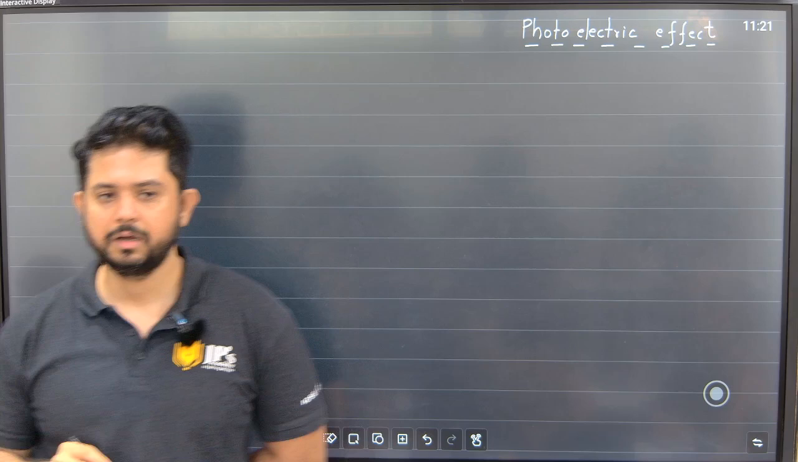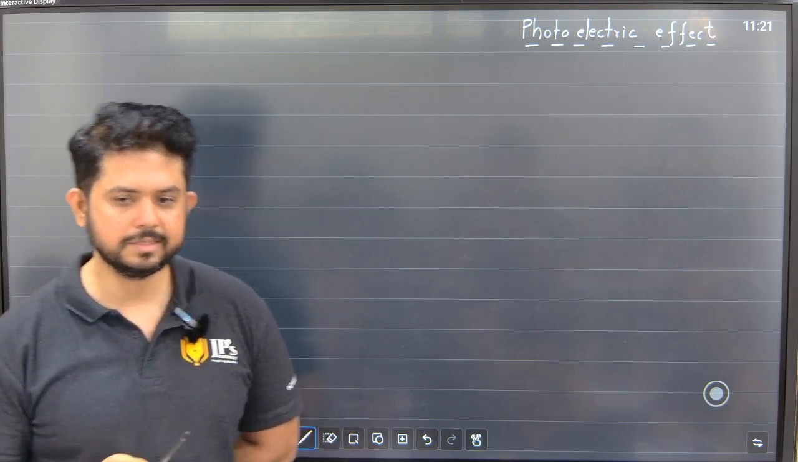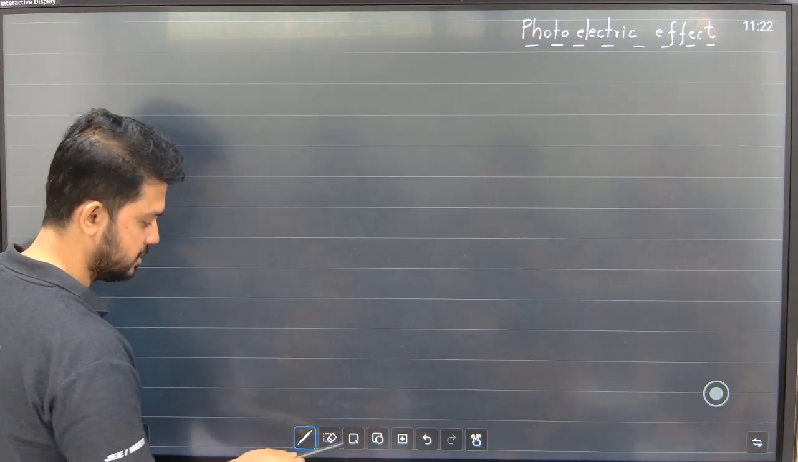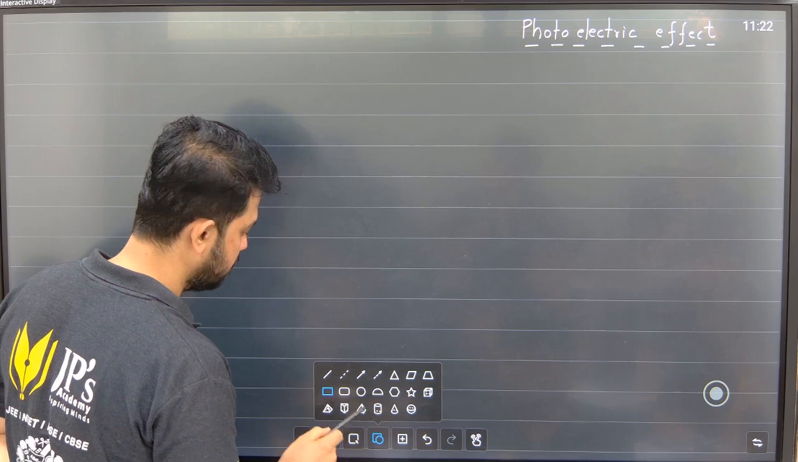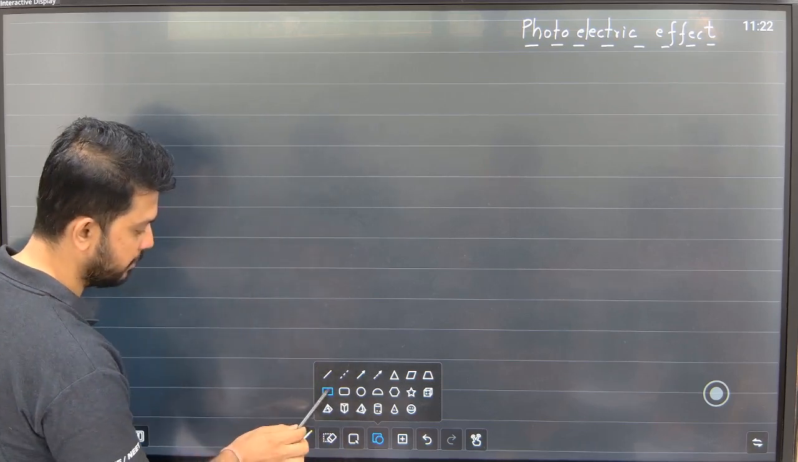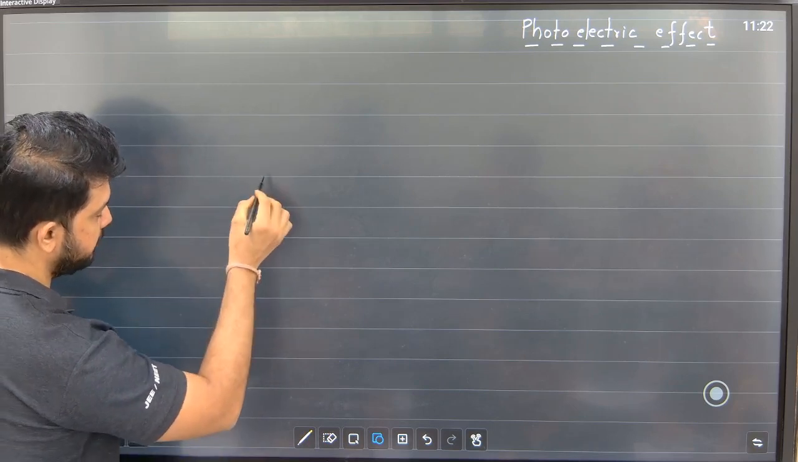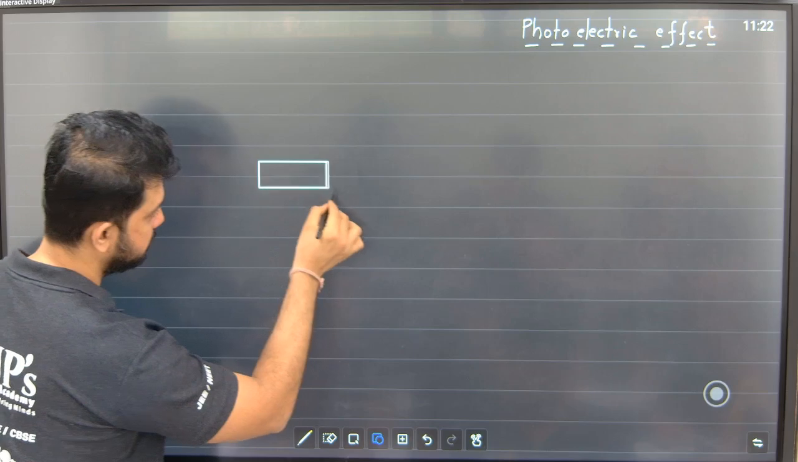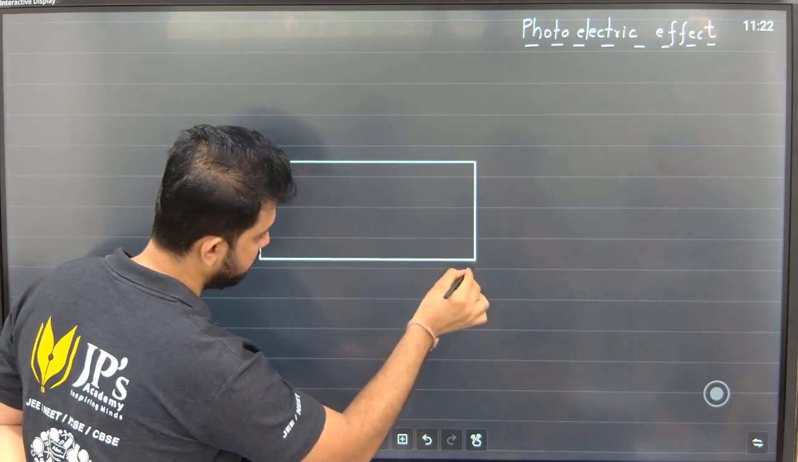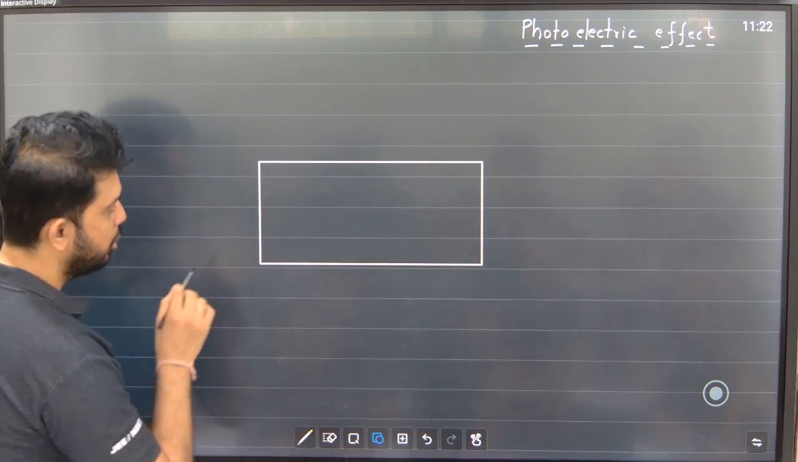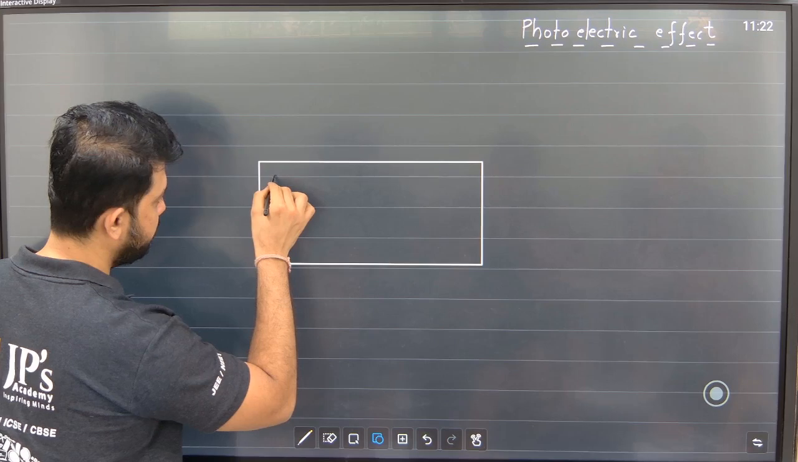Now, around 1903, Heinrich Hertz, you must have heard the name, was doing an experiment. ठीक है, he was doing an experiment where he was testing electromagnetic waves. So people, we have a metal here.